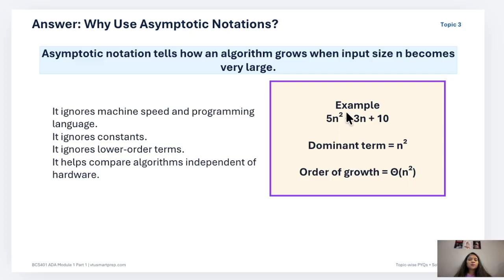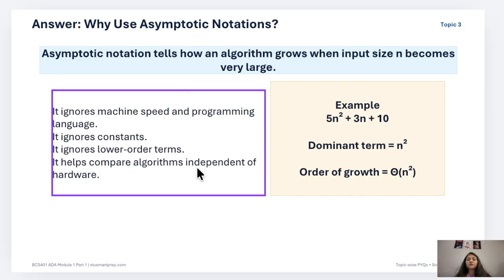Clear? So the dominant term is not going to focus on smaller values. It is going to focus on larger values. So here, which is the larger value? 10? N? Or n square is the dominant term? So 5, 3 and 10 are constant values, so we have to ignore them. That is the point I have written here.